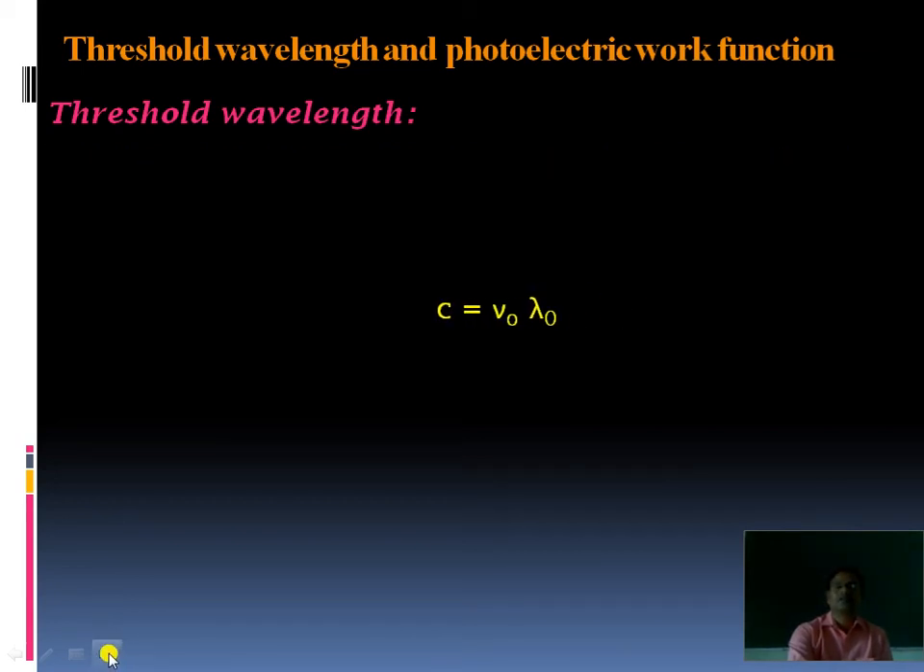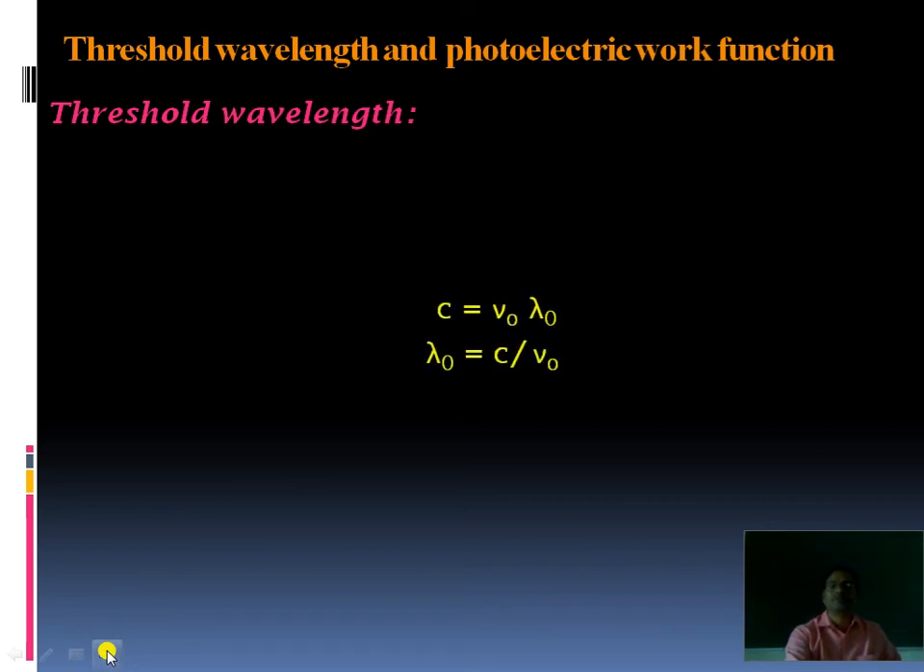So this is the speed of light, c equal to nu 0 into lambda 0. Instead of nu and lambda, here we use nu 0 and lambda 0. This is threshold frequency, this is threshold wavelength. So how can we write the threshold wavelength? See here, threshold wavelength can be written as c divided by nu 0. Lambda 0 equals c, the speed of light in air, divided by frequency. Threshold wavelength and frequency are related inversely. So this is the formula for threshold wavelength.